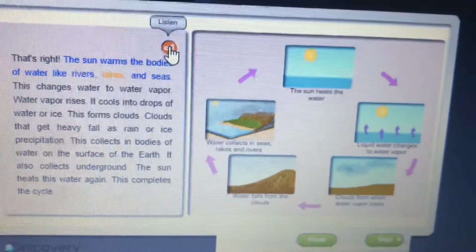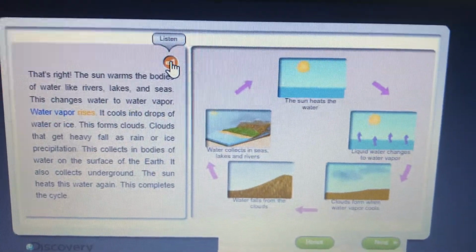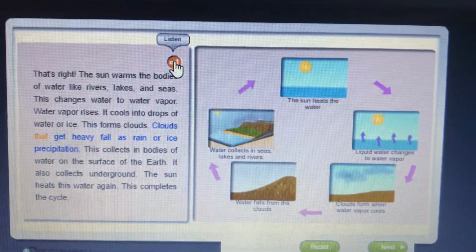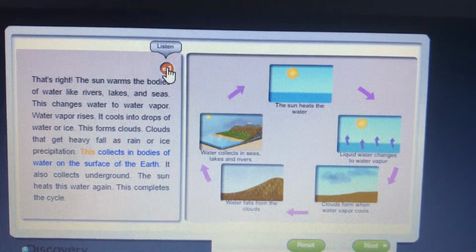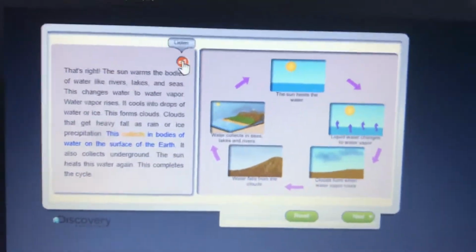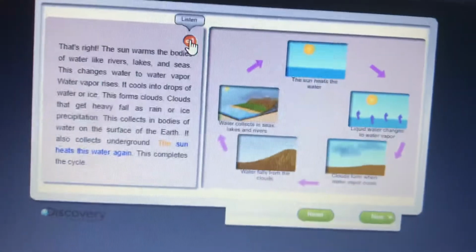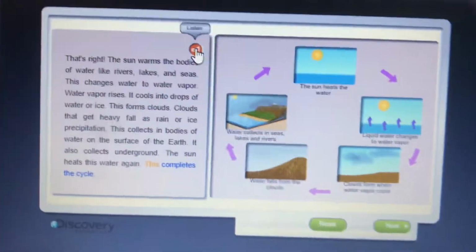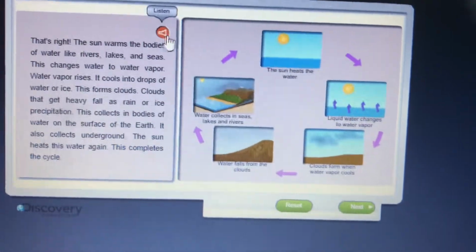That's right. The sun warms the bodies of water like rivers, lakes, and seas. This changes water to water vapor. Water vapor rises. It cools into drops of water or ice. This forms clouds. Clouds that get heavy fall as rain or ice precipitation. This collects in bodies of water on the surface of the earth. It also collects underground. The sun heats this water again. This completes the cycle.